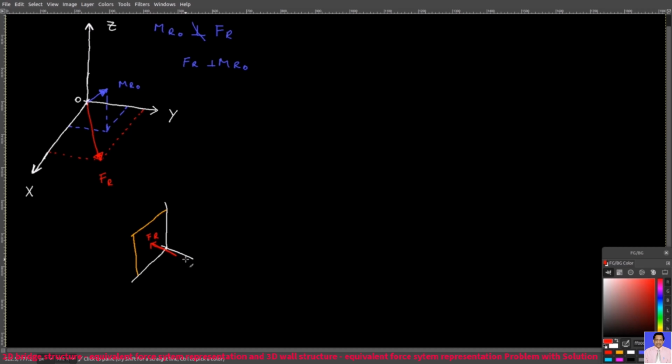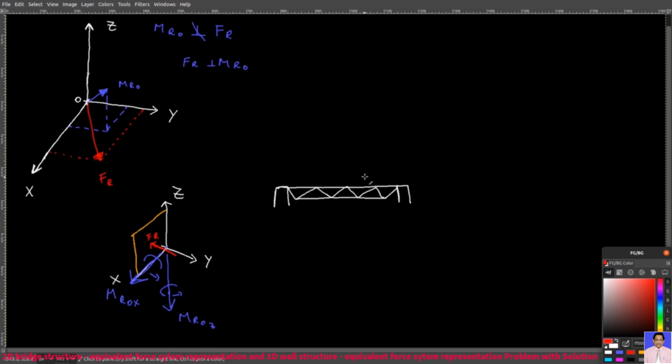FR needs to be perpendicular to MR0, just like it was in this wall problem, where FR was in the negative Y direction, and then MR0 was on the XZ plane, where one component was in the positive X direction and the other component was in the negative Z direction. And both components were perpendicular to this FR force. Or like in the bridge problem, where FR was in the negative Y direction and MRA was in the negative Z direction. So the arrow goes into the screen away from you. Again, here both vectors are perpendicular to each other.